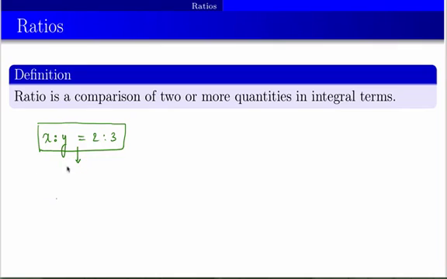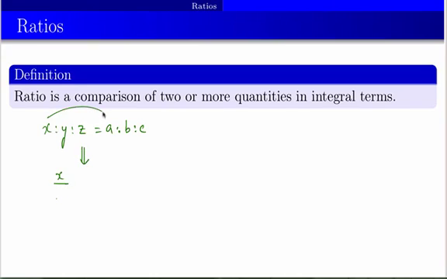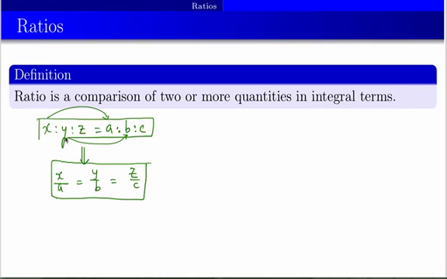Now if this is the case, what if I have X is to Y is to Z equal to some values A is to B is to C? How do we write this? This will be X by A is equal to Y by B is equal to Z by C. I hope this is very clear. Whenever you have this kind of ratio, you will write it as X by A equals Y by B equals Z by C.